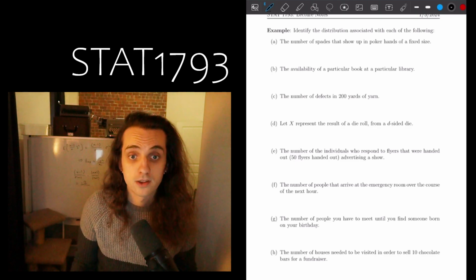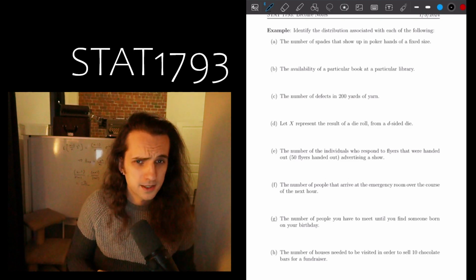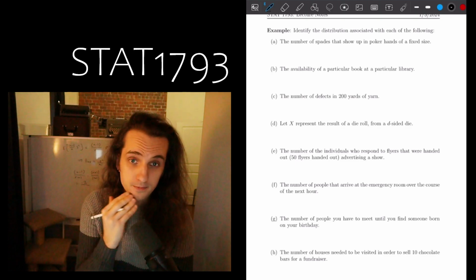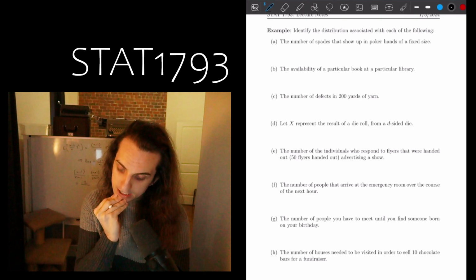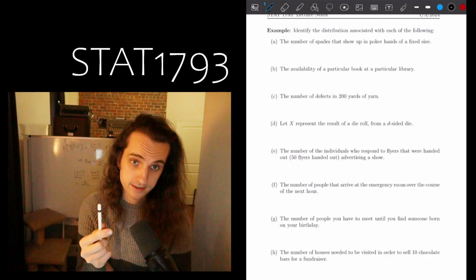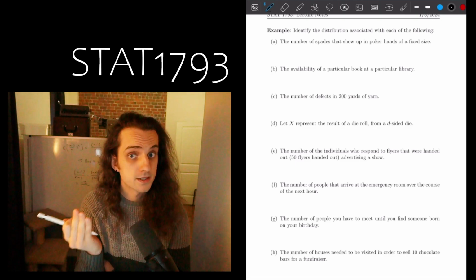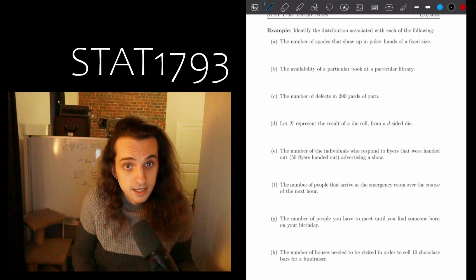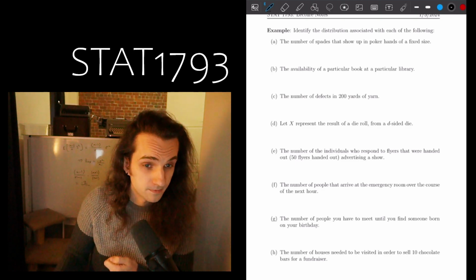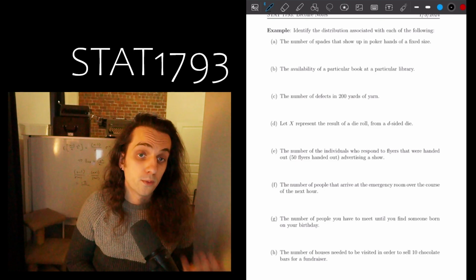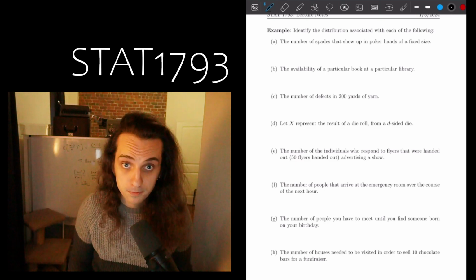But I'm going to start going through them, and at the start, we'll take a little bit of time justifying them, and then as we go on, we'll probably spend less and less time on each of these examples. So the first example here is the number of spades that show up in poker hands of a fixed size. Now, we don't know what the size of the poker hand is, but what we do know is that when you deal out a hand, you're dealing from a deck of 52 cards, and you're going to be dealing out some number of them, and you're not going to be replacing them. And so what we know here is that we're sampling without replacement.